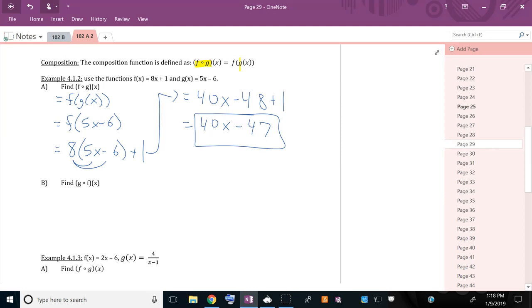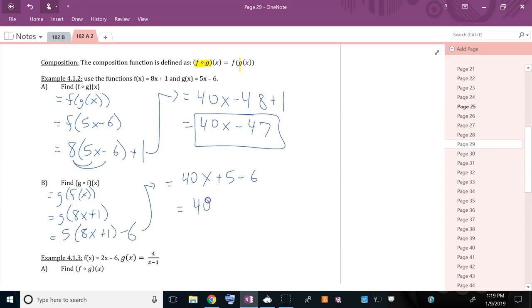Now, we can go both ways. That was fog. What about gof? So gof, that's g of f of x. So in other words, g of 8x plus 1. I've got the same two functions. So now everywhere in g that I have an x, I replace it with 8x plus 1, to get 5 times 8x plus 1, minus 6. And let's see how that simplifies. I get 40x plus 5 minus 6, which is 40x minus 1.